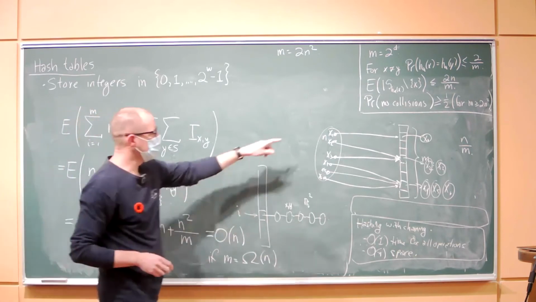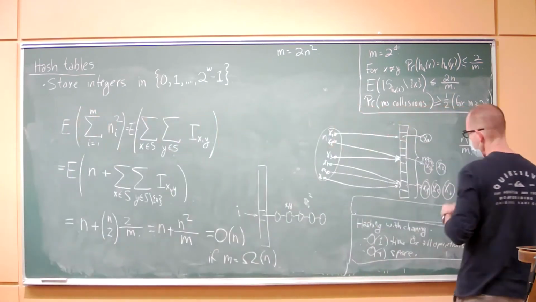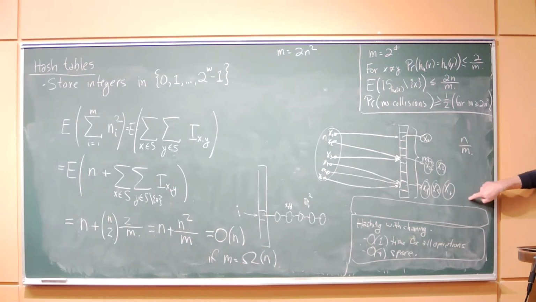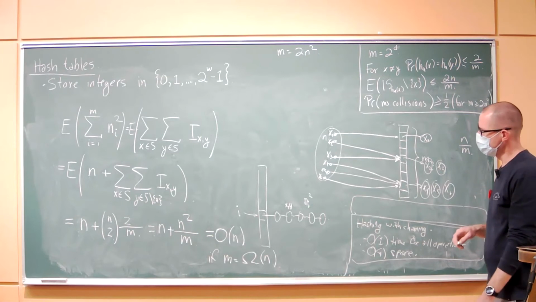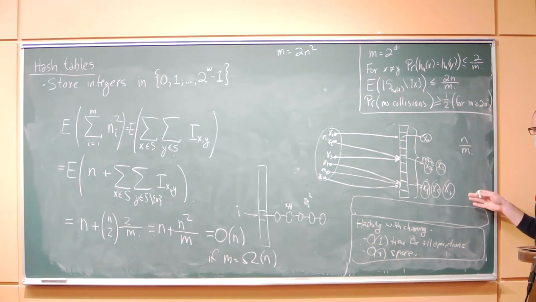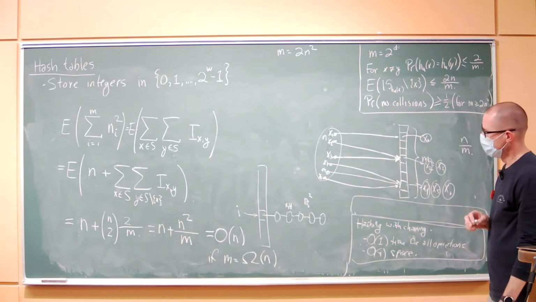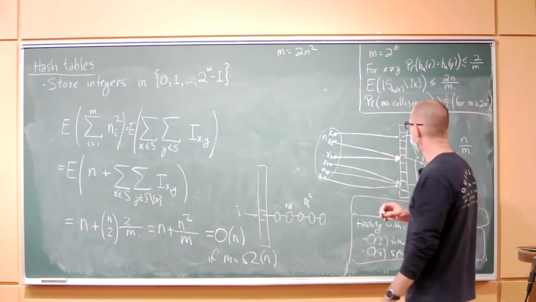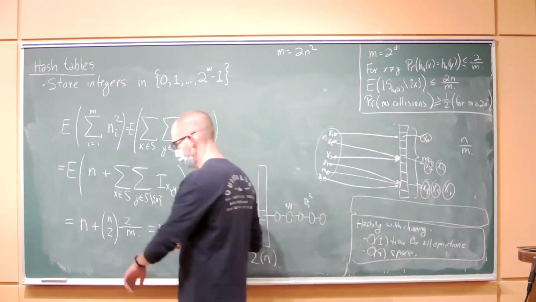So if I were to take the original table that I made and sum up the squares of the sizes of the lists, then I get a sum which is only linear. It only adds up to O of n. So let's write that down.